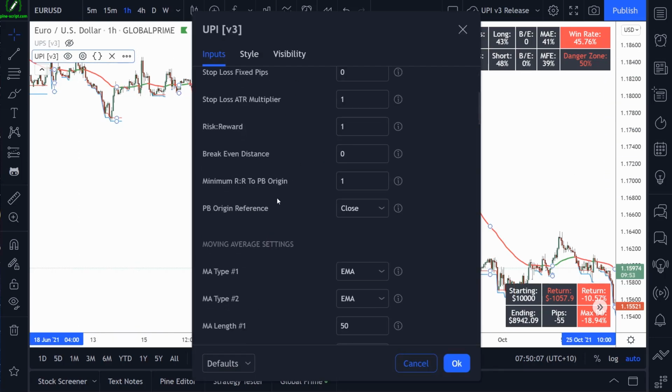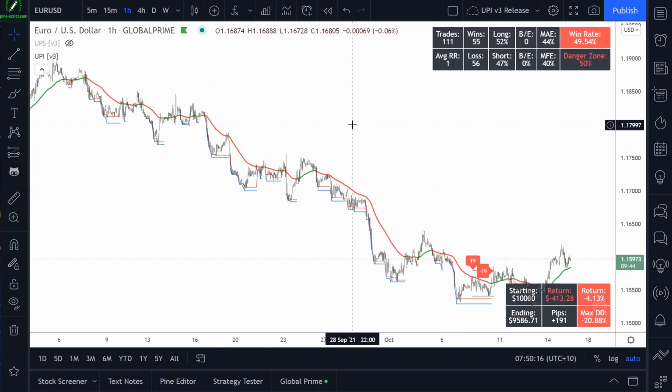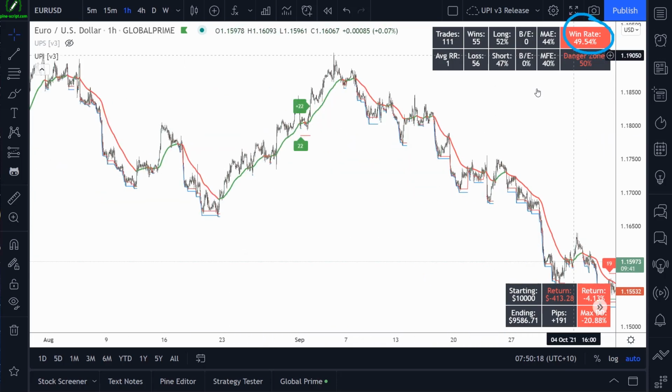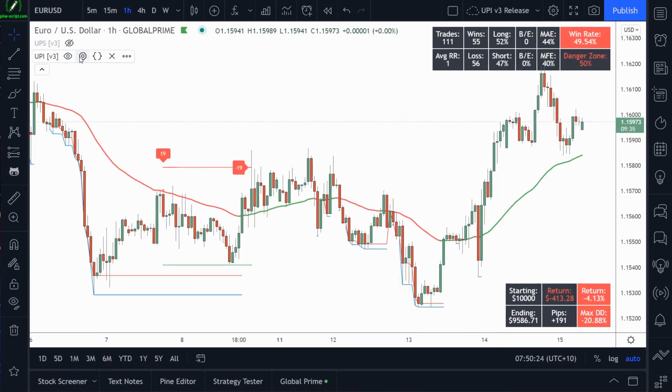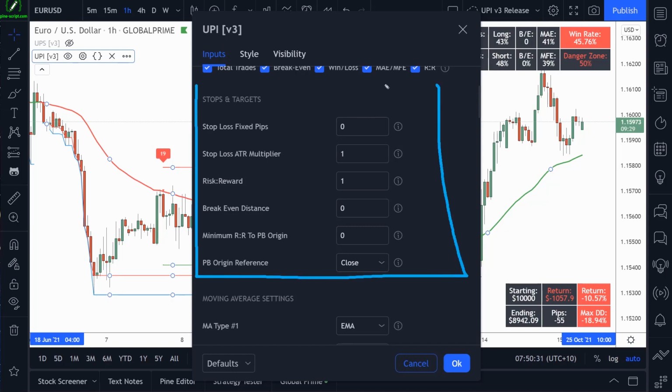If I change this to wick, we'll get a lot more trades being detected, nearly double. And that will obviously affect your win rate as well. So I encourage you to play around with the filters and see what works best for you and the way you like to trade. So that's our stops and targets section.